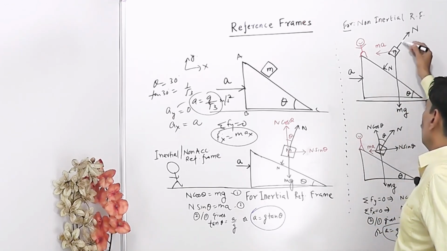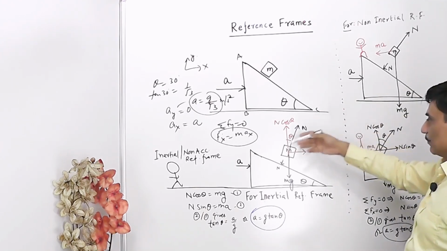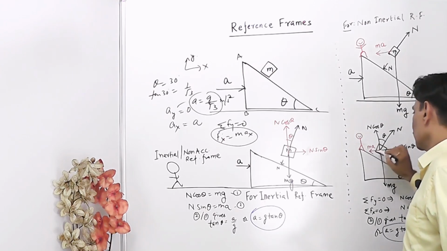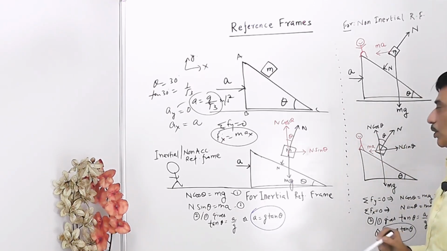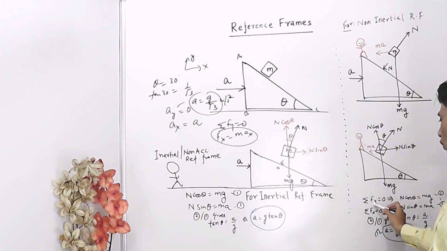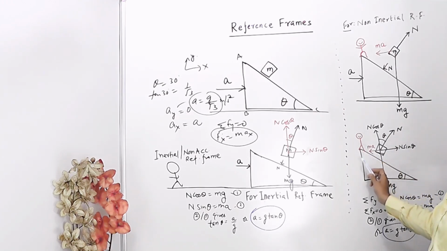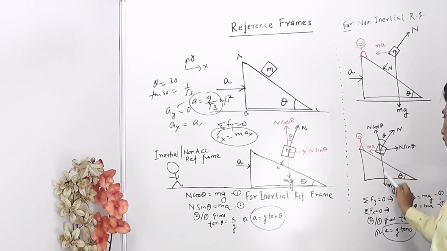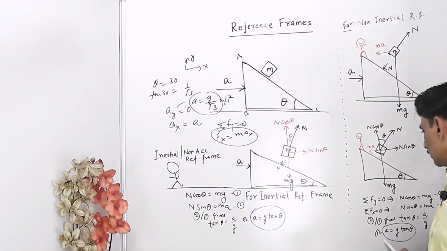Once again, N is broken into its rectangular components: one is N cos theta, the other is N sin theta. Ma is here, marked in red. Now this person is competent to apply laws of motion, and he observes that this block is stationary with respect to him. So the net force along the y-axis is equal to 0, and similarly the net force along the x-axis is also equal to 0. So N cos theta is equal to mg. Along the x-axis also the block is not moving with respect to him, so N sin theta is equal to this pseudo force, N sin theta is equal to ma. You divide the two, a is equal to g tan theta, and the answers match.